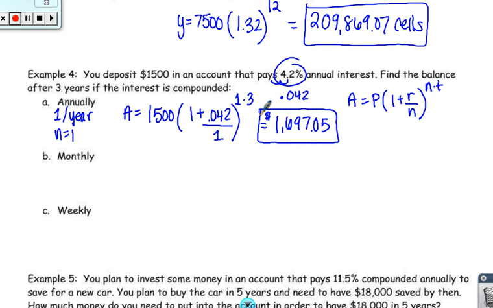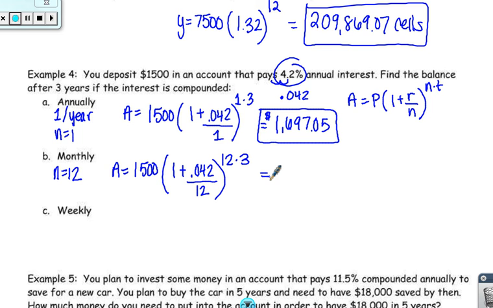So what happens if I take the same amount, I get the same interest rate, and instead of getting my 4.2% added to my account once a year, let's say I get it monthly. So now my n is 12. Every month, whatever's in my account, they're going to give me 4.2% added onto it. So I'm still starting with 1,500. My rate is still 0.042, but now I'm going to get that every month. So 12 months in a year times 3 years, because I want to know my balance after 3 years.